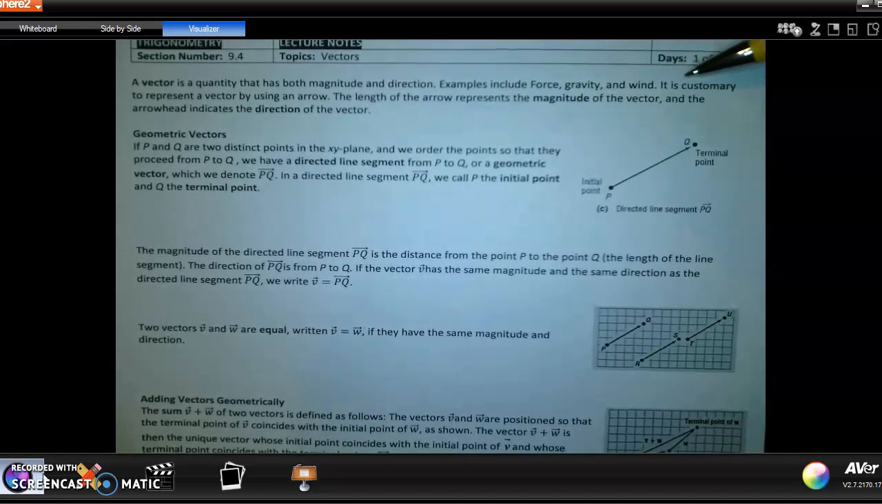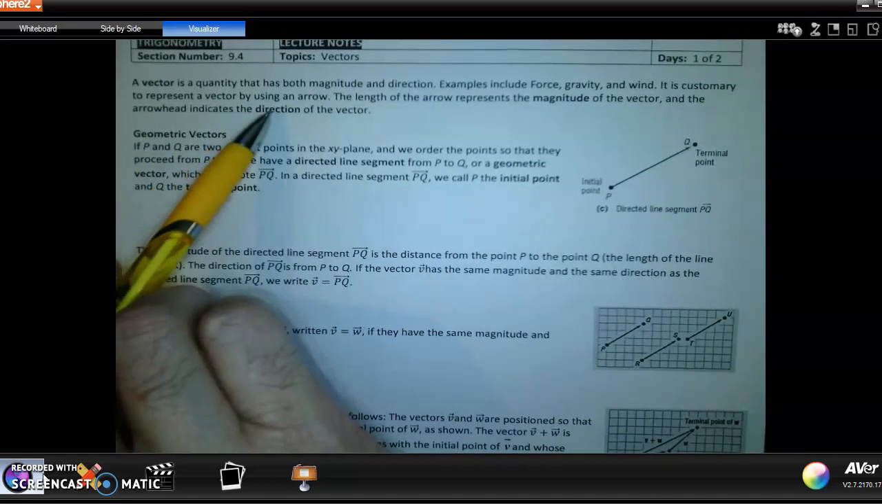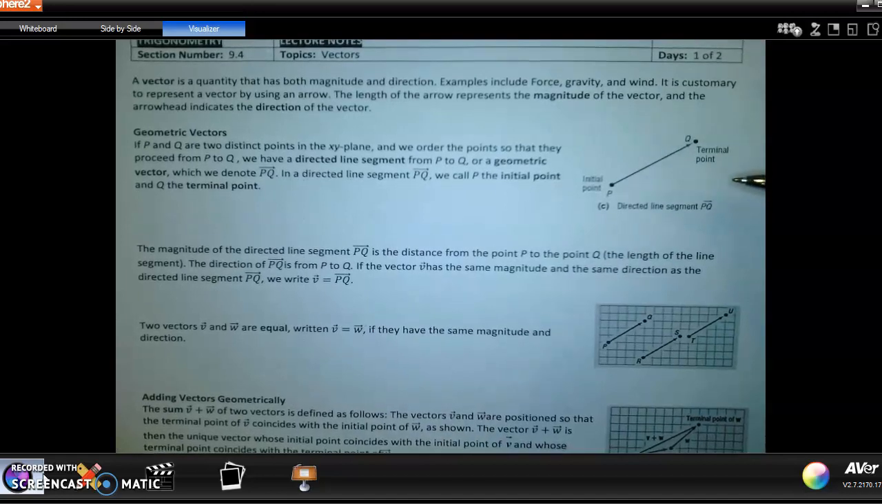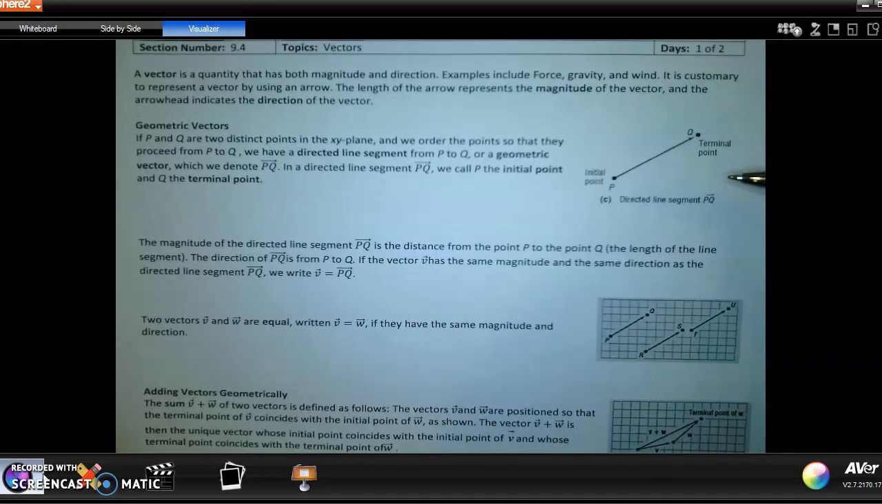It's customary to represent a vector by using an arrow. The length of the arrow represents the magnitude of the vector, so the longer the arrow that they draw, the stronger the magnitude is. And then the arrowhead shows you which direction the vector is traveling. Today we're going to look at vectors geometrically. We're just going to pretty much be drawing some pictures.